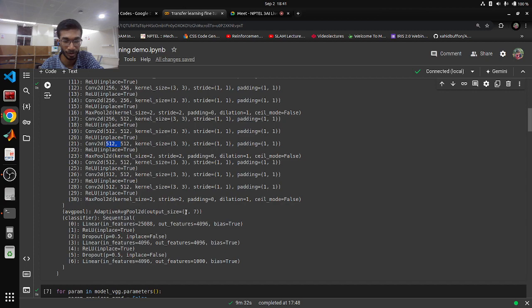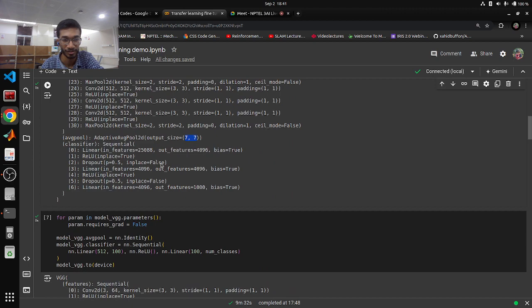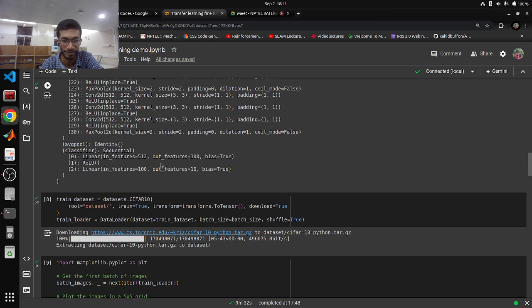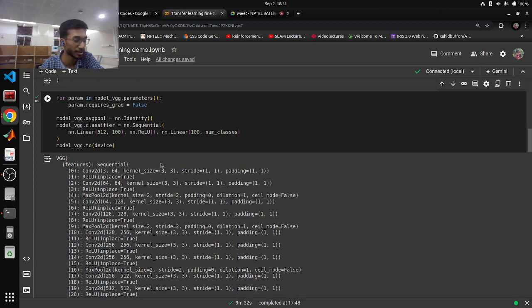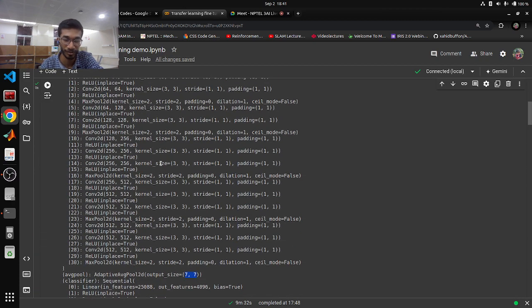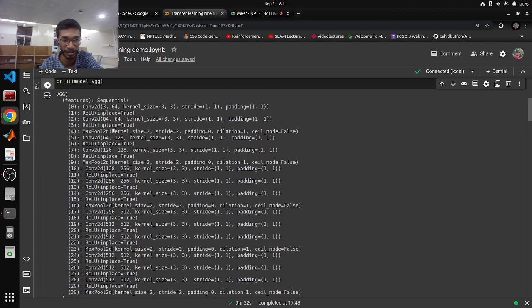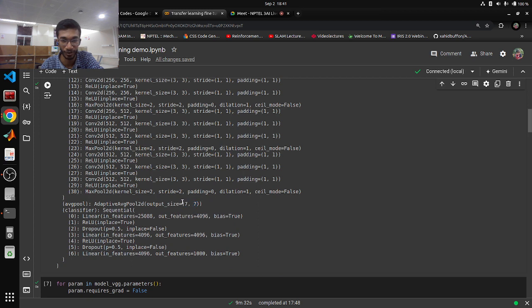At the end you are having an output size of 7x7. So you started with an image of whatever the size of the ImageNet dataset images, maybe 228 cross 228, and you ended up going down to 7 cross 7. So in length and width you have far less height and width, and you have increased the number of feature maps to a good extent.